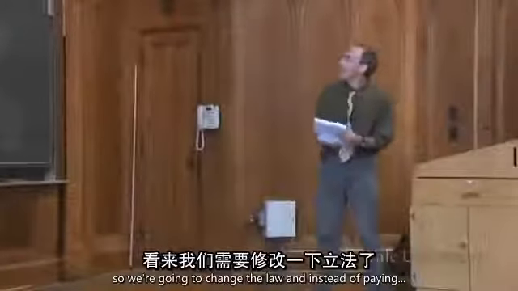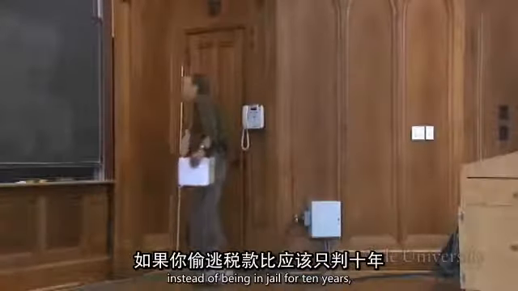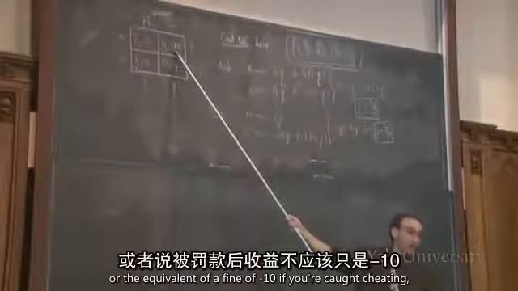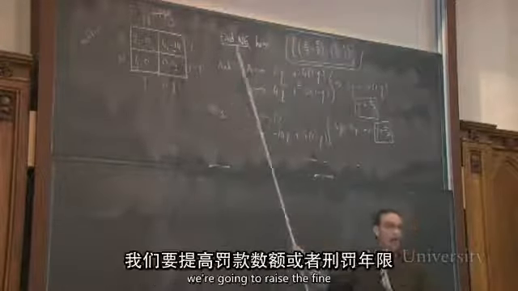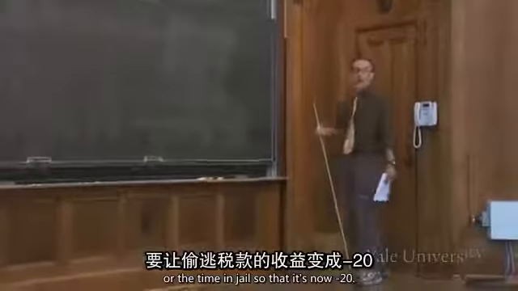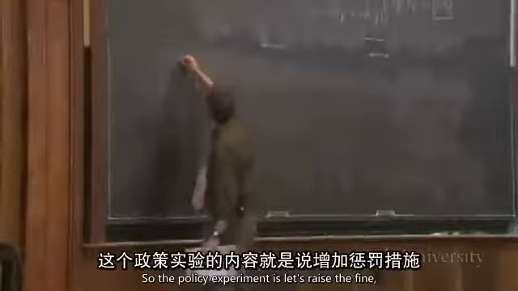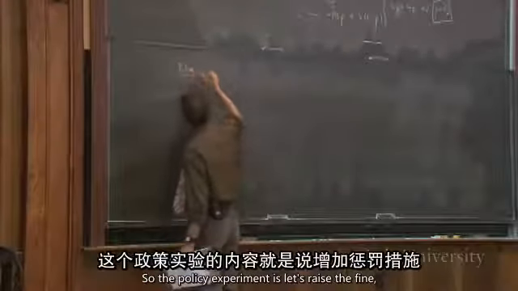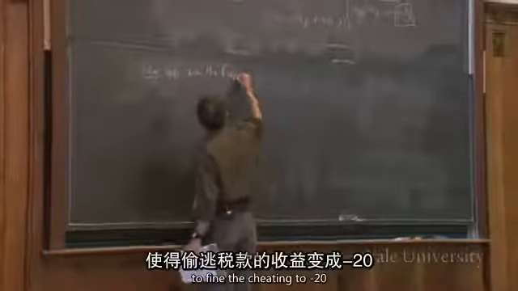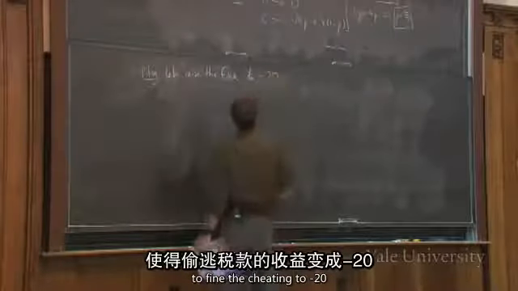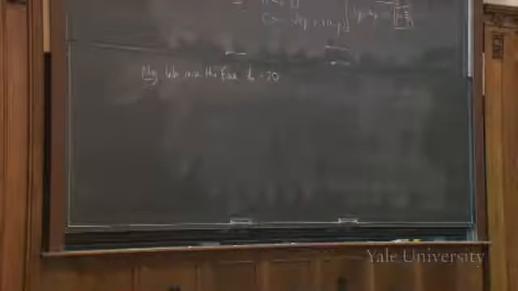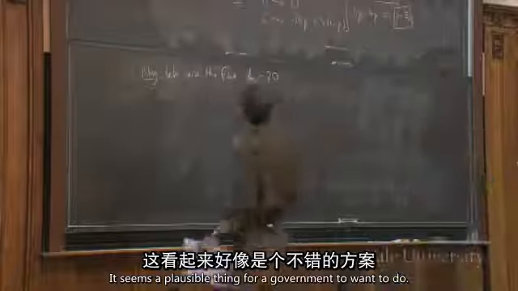And instead of being in jail for 10 years, or the equivalent of a fine of -10 if you're caught cheating, we're going to raise the fine, or the time in jail, so that it's now -20. Right? So the policy experiment is, let's raise the fine for cheating to -20. And the aim of this policy is to try to deter cheating, right? Seems a plausible thing for a government to want to do.